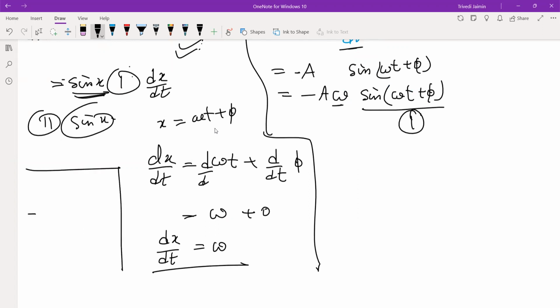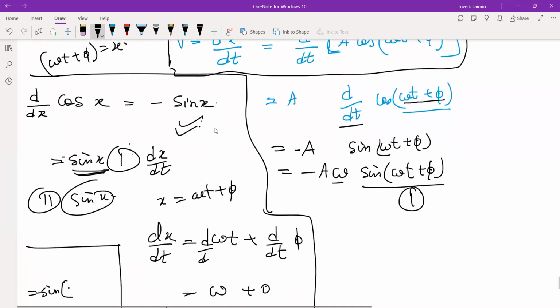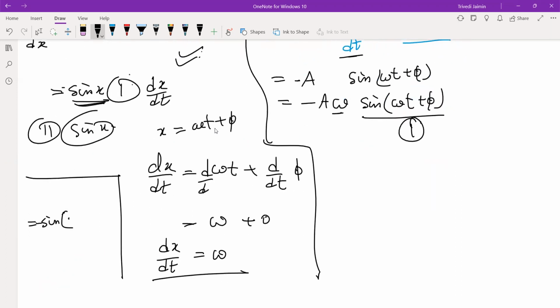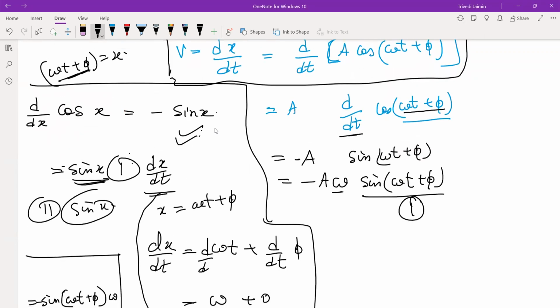So we can finally write here minus sin x. What was x? What is x here? See here, what is x? Omega t plus phi, yes. Omega t plus phi fixed. Now we have one more thing, that is omega, this term from here. So our final form is minus omega sin omega t plus phi. Now we already have a there. We already removed a from the differentiation. So we finally got minus a omega sin omega t plus phi.